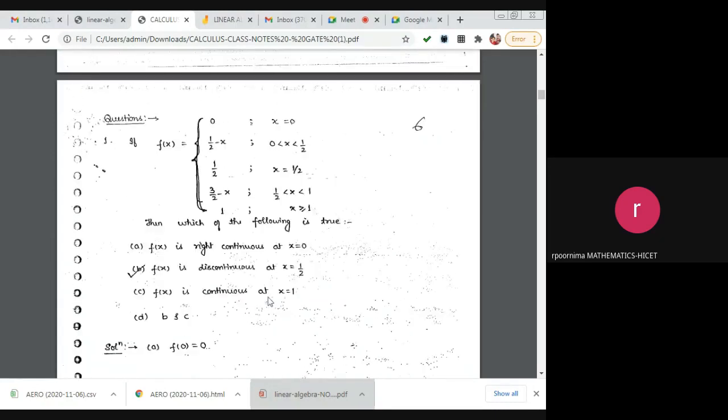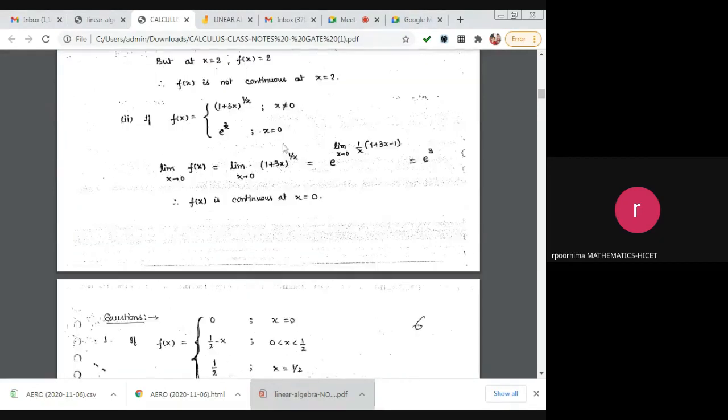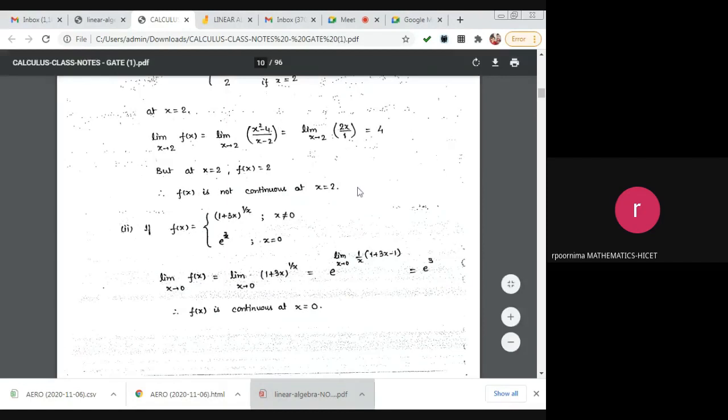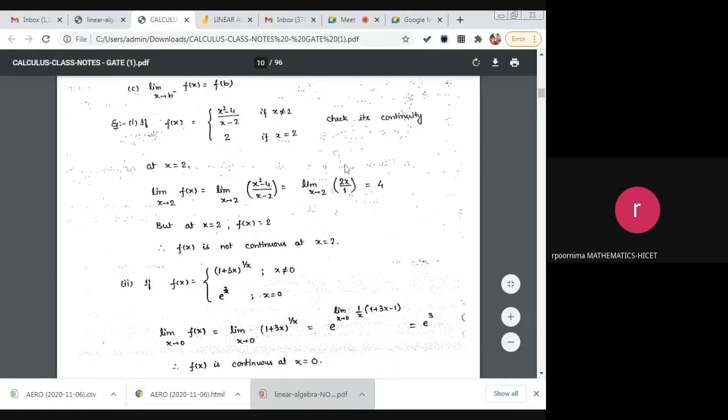Next. If f of x is a rectangular function, that is, a function defined with a different rule on each interval, that is called a rectangular function. So you check in the same manner as your previous problem. Here f of x is discontinuous at x is equal to 1 by 2. We have to check its continuity by applying the limit.